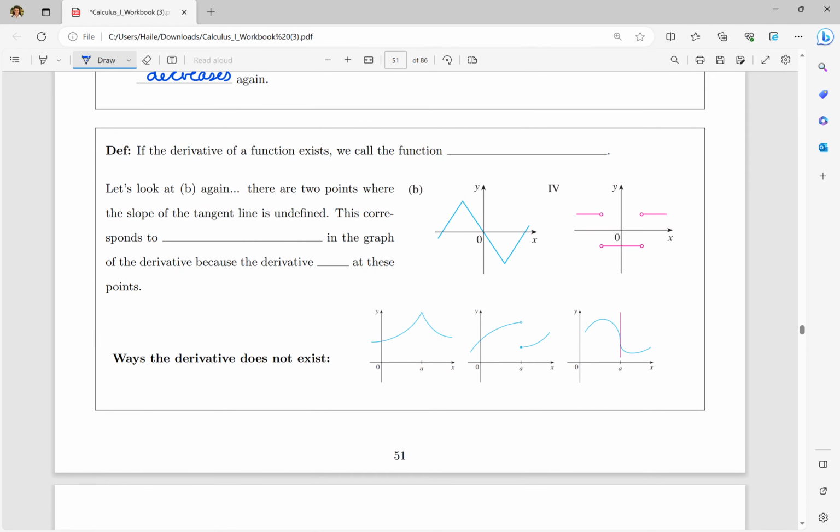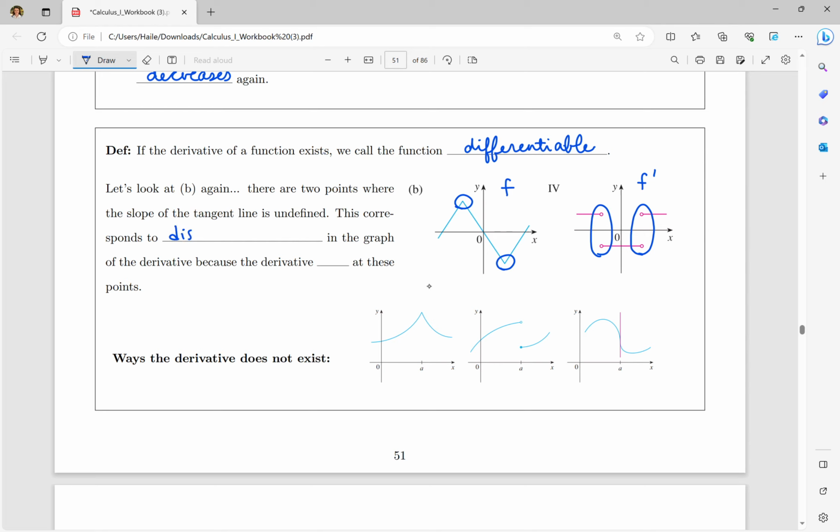Okay, so on this note, if the derivative of a function exists, we call the function differentiable. Okay, so let's look at that one from part B again. So there are 2 points where the slope of the tangent line is undefined. So that was those pointy points here, and that corresponds to discontinuities in the derivative graph. So this is what we call f, this is f prime.